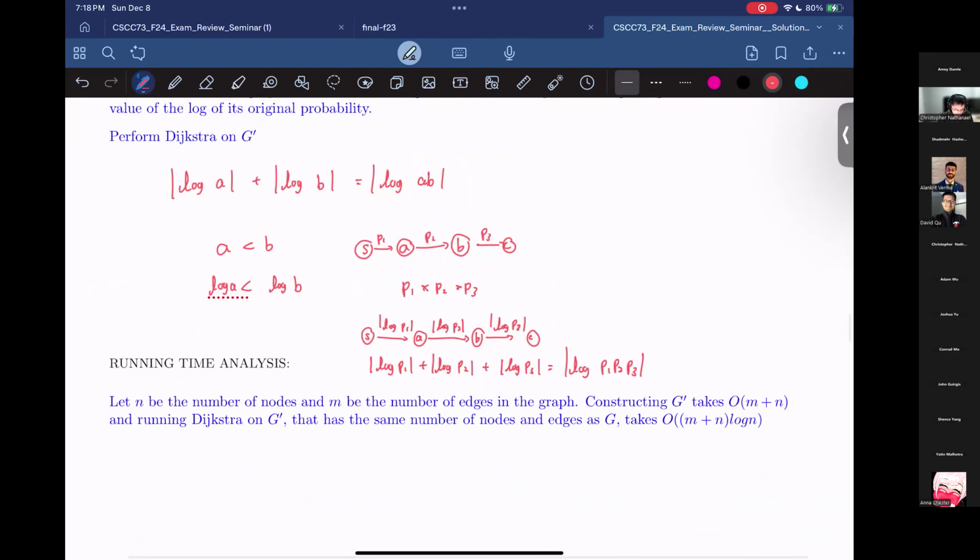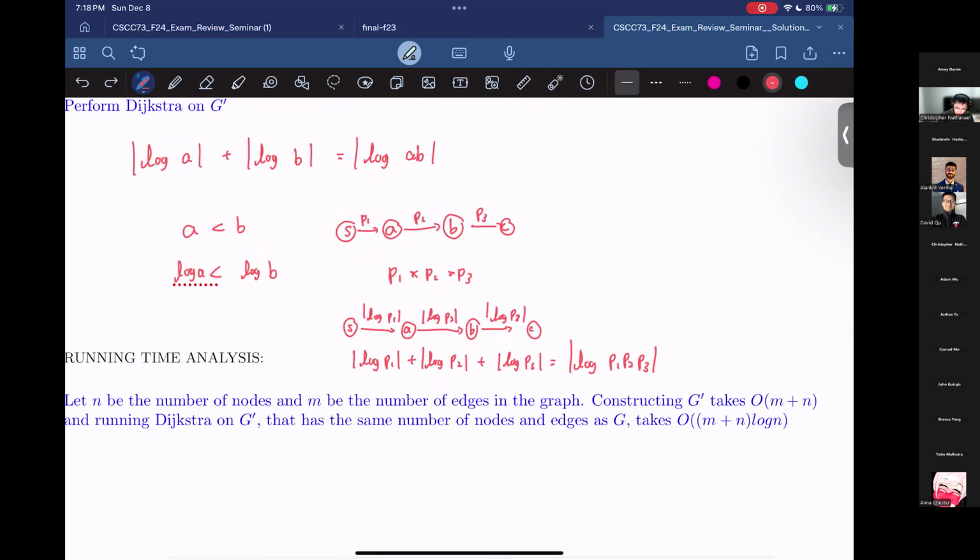So, running time analysis. Let n be the number of nodes, let m be the number of edges. Constructing G prime takes O of m plus n, linear time. You need to scan through the original graph. And running Dijkstra on the new graph G prime, which has the same number of nodes and edges as G, takes O of m plus n log n. So it's dominated by this one.